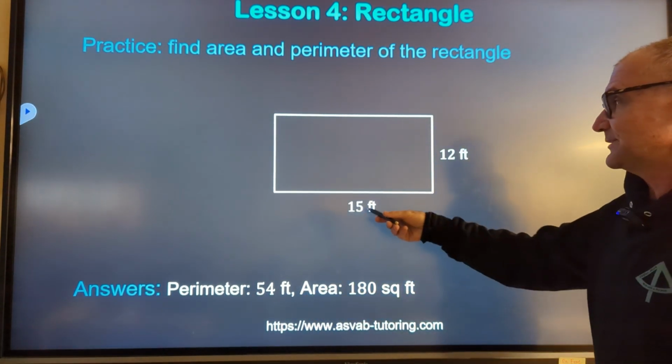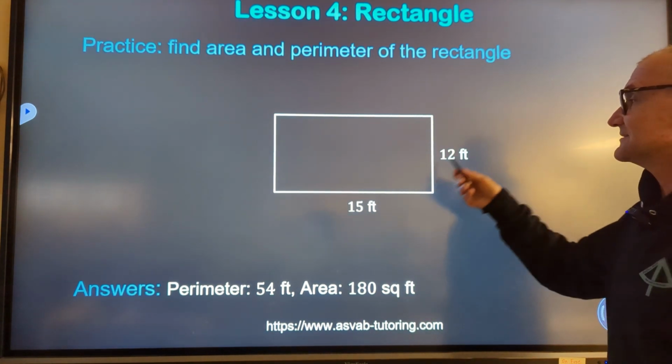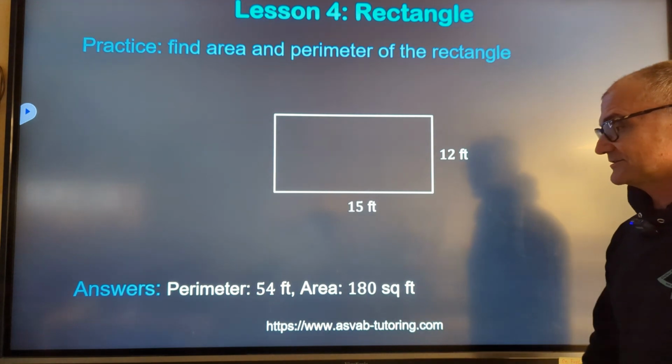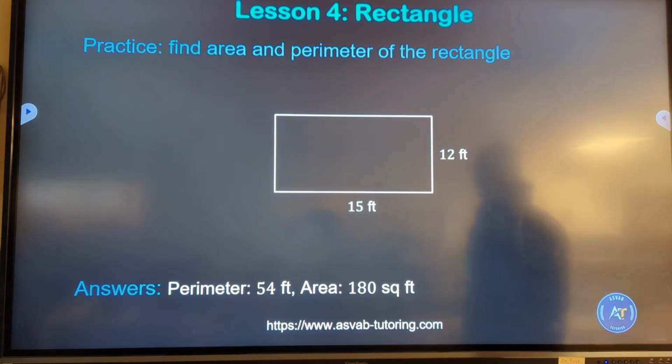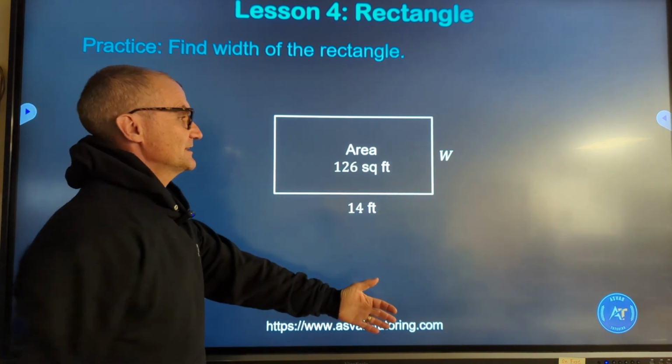The area is base times height, 15 times 12, 180. Feet times feet, square feet. So those are your answers for perimeter and area. Pause the video, do this one, and then we'll go ahead and find the width.